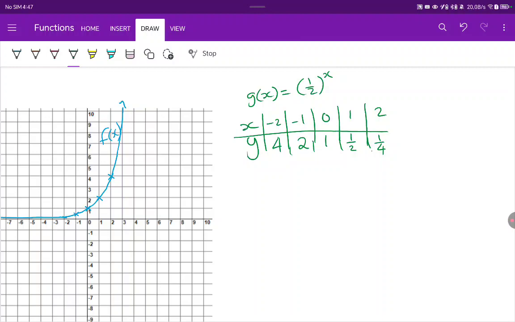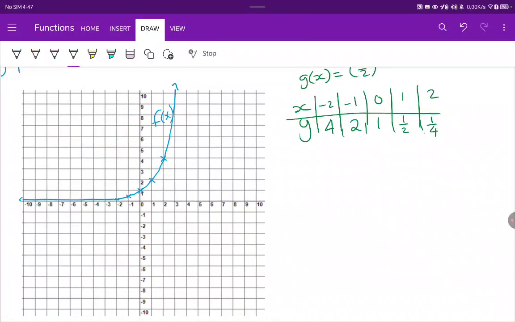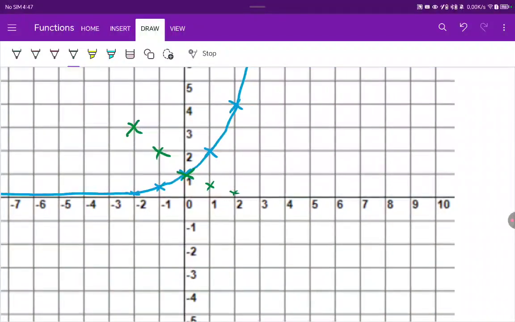So what I want you to see here, we can go ahead and plot this, and we can say, okay, 1, and then we have negative 1, 2, negative 2, 4. Okay, I want to go in the middle. Then we have a half here, and we have a quarter there. And these two are a reflection, if you can see.